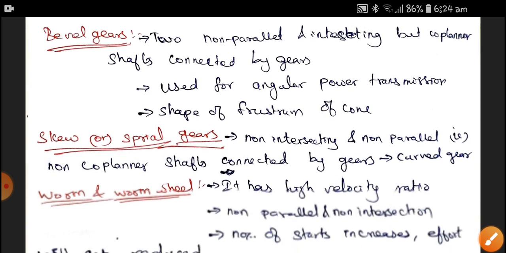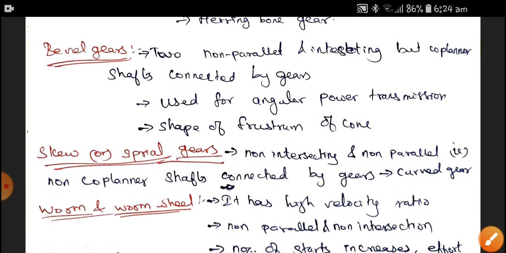Okay, next is the skew gear or spiral gear. Skew or spiral gear is used for non-intersecting, non-parallel shafts. That is, such shafts can be connected by means of this gear. This is also called a curved gear. Skew gear, spiral gear, or curved gear.